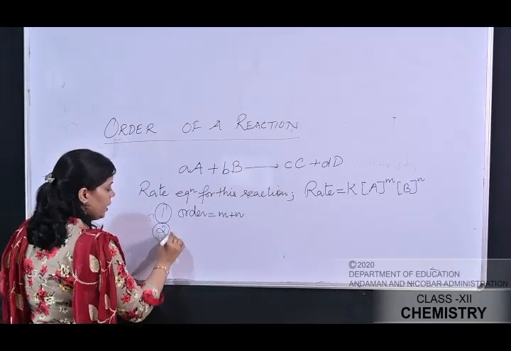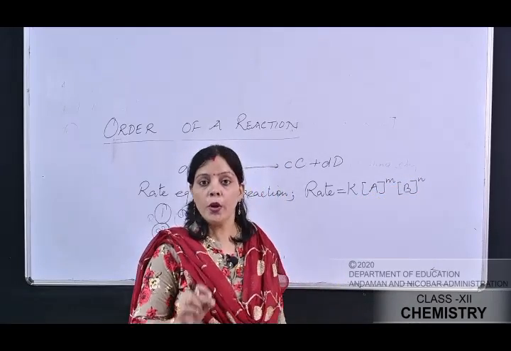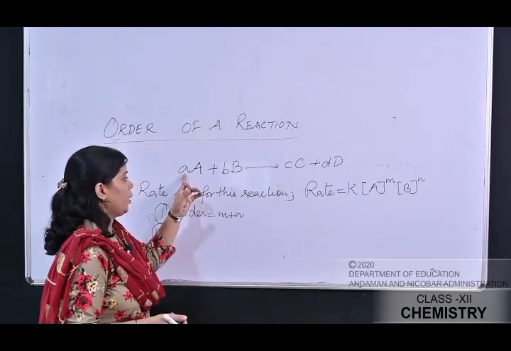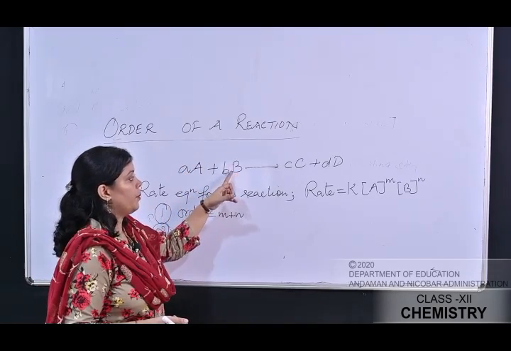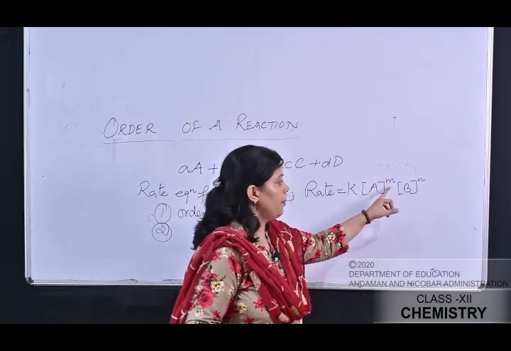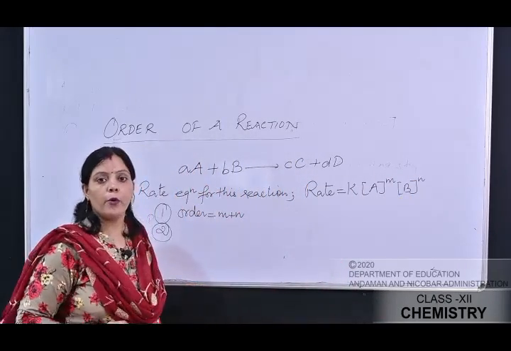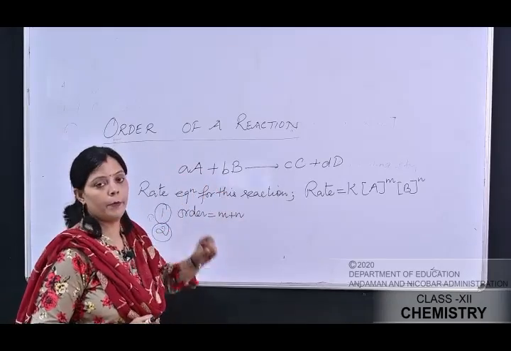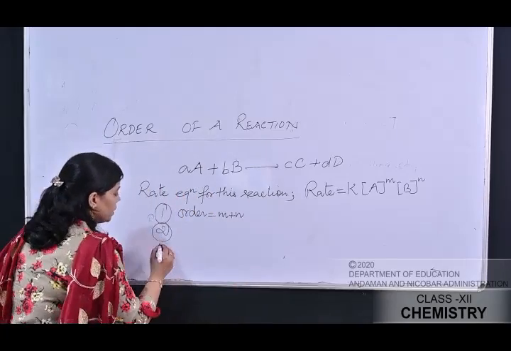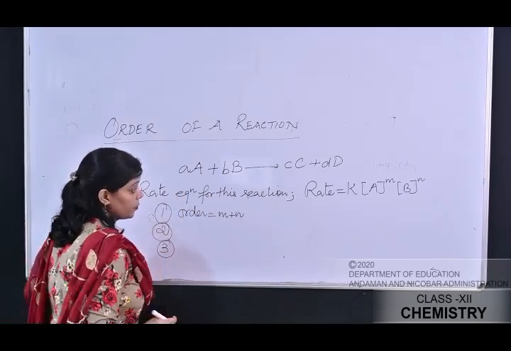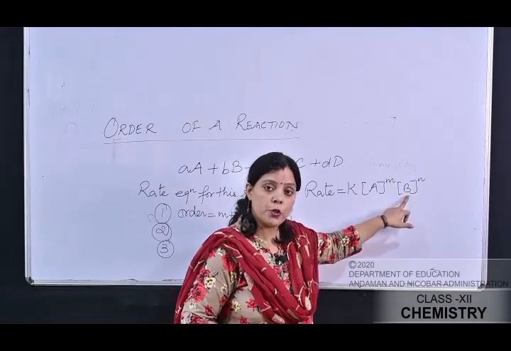The second point noted here is that this m and n have no relation with the stoichiometric coefficient of A, that is small a, and the stoichiometric coefficient of B, that is small b, because m and n are calculated experimentally, whereas the stoichiometric coefficients, small a and small b, are derived from the balanced chemical equation. The third point noted here is that the order with respect to A is m and the order with respect to B is n.